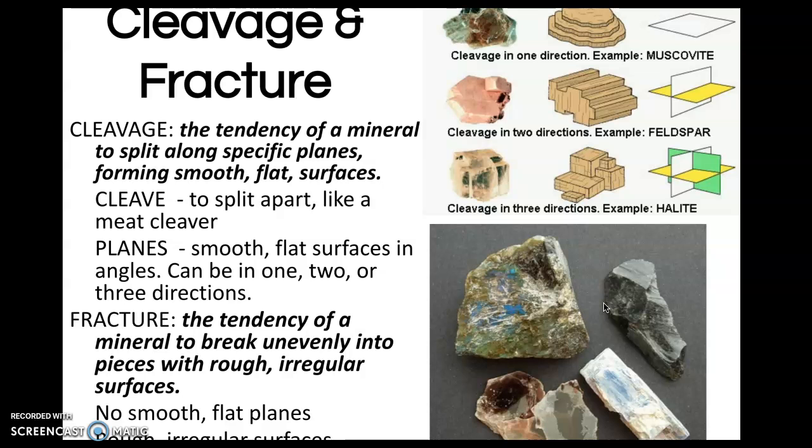We can also use cleavage and fracture. And cleavage and fracture explains the way a mineral breaks. And cleavage is the tendency of a mineral to split along specific planes, forming smooth, flat surfaces. Where fracture is the tendency of a mineral to break unevenly into pieces with rough, irregular surfaces. So what you're looking for is, are there flat surfaces on the side, or is it kind of more randomly broken?